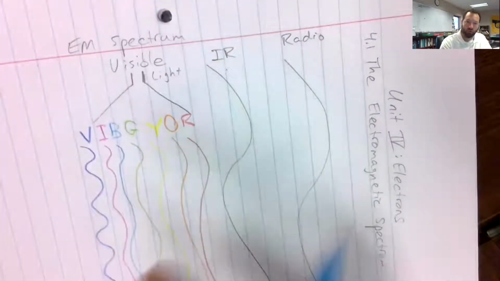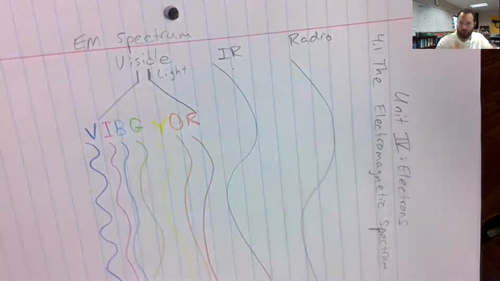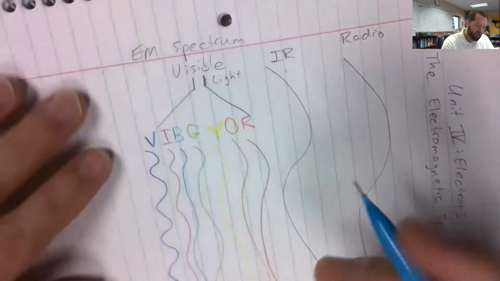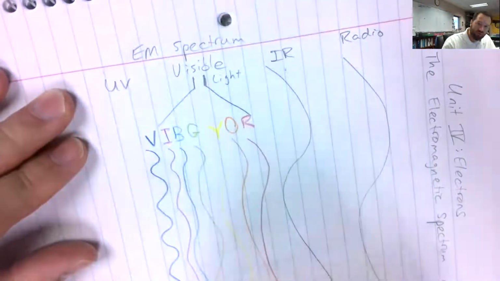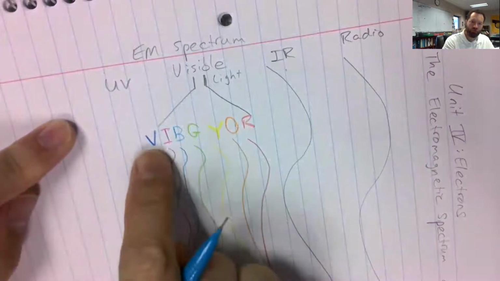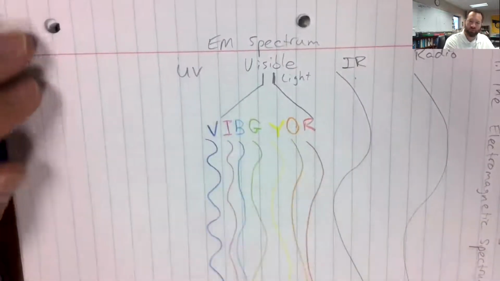IR, infrared, means like inferior to red. It's just outside of the range that we can interpret and we can see with our eyes. That's the IR spectrum. On the other end, we have the UV spectrum. So that's ultraviolet. It's just beyond violet. It's a little bit too short for us to see. We can only see up to violet.